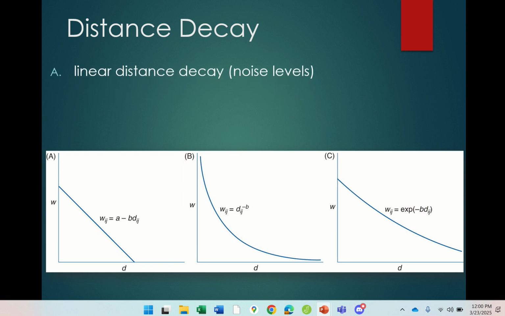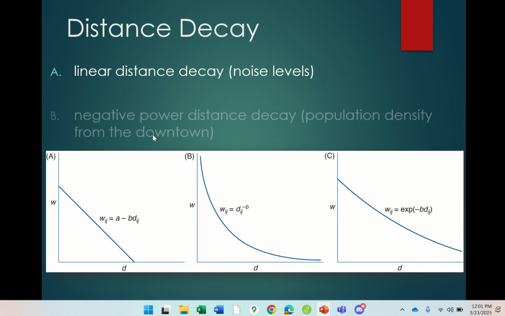So here are three basic models describing distance decay, right? The first one on the left is just a linear distance decay model. The distance is on the bottom, on the horizontal. The W is the interaction. So a straight line linear relation. As the distance increases, we have a straight line decrease in the interaction. So maybe think about noise levels. The further away you get from where a noise is coming from, the amount of noise that you hear is going to decrease in a fairly linear or proportional way.